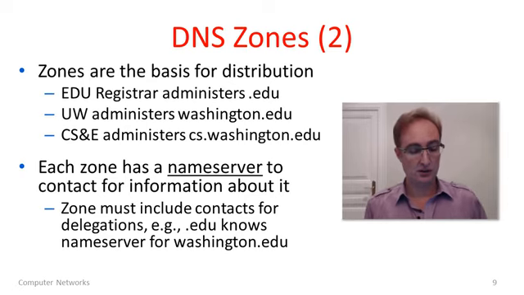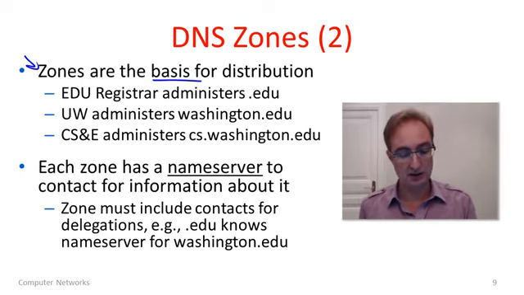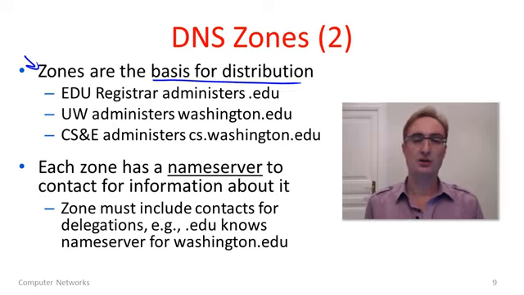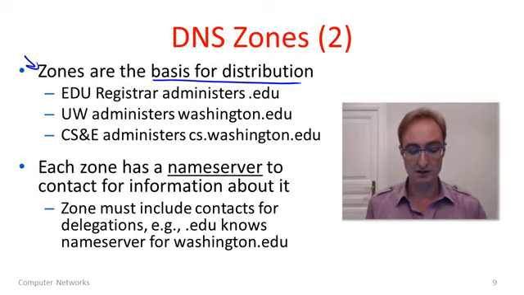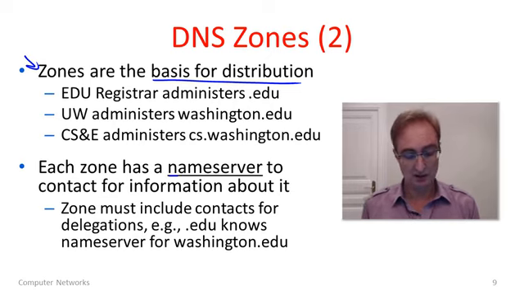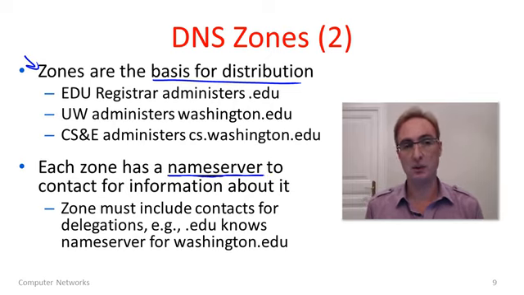Okay, so the zones here are important because they're the basis for the distribution. Just recalling that picture, the Edu registrar administers the .edu zone. The University of Washington administers the washington.edu zone, and the Computer Science and Engineering Department at UW administers the cs.washington.edu zone. Each of these zones has a name server that hosts the information in the zone, and that's who you're going to contact for all of the information about the zone.